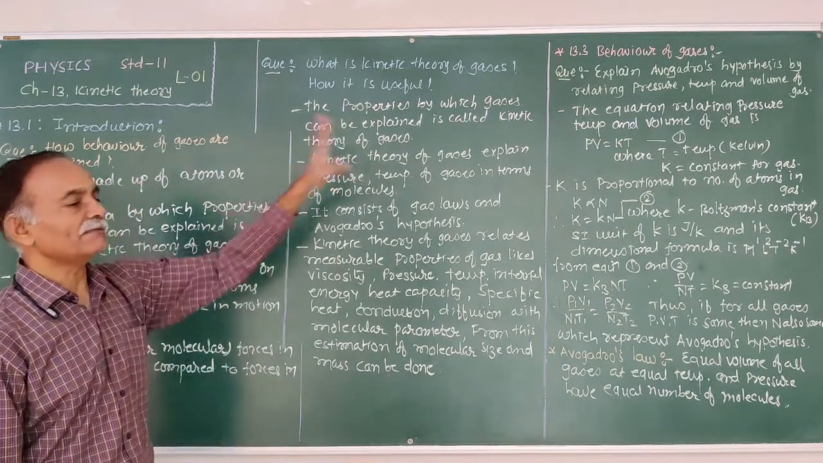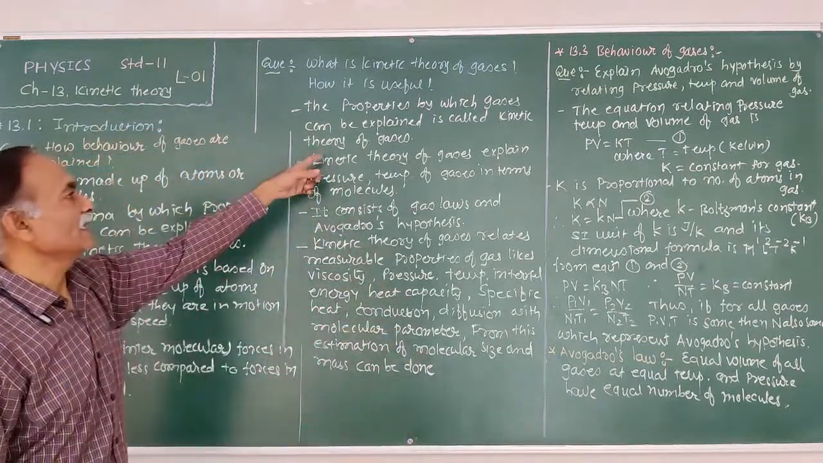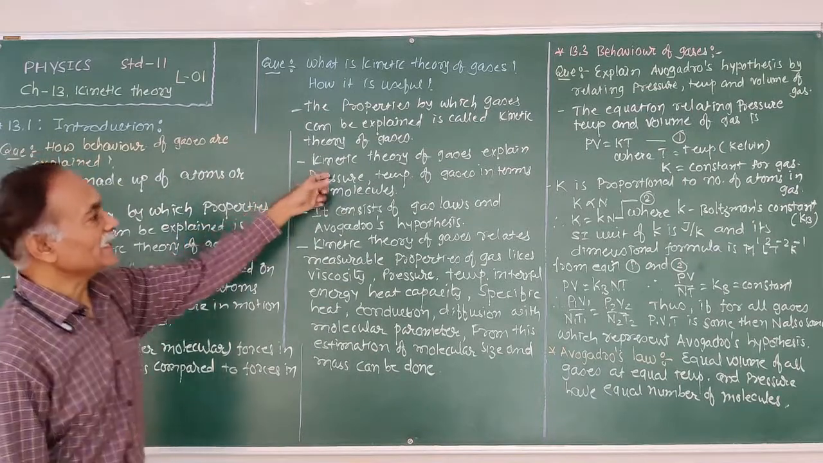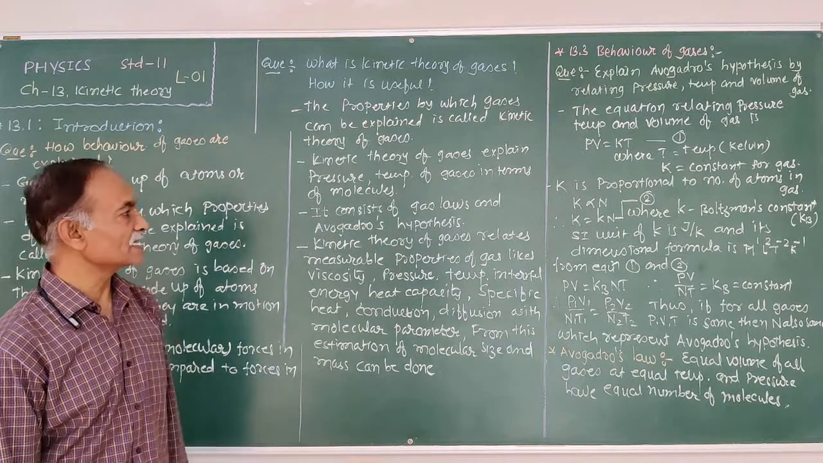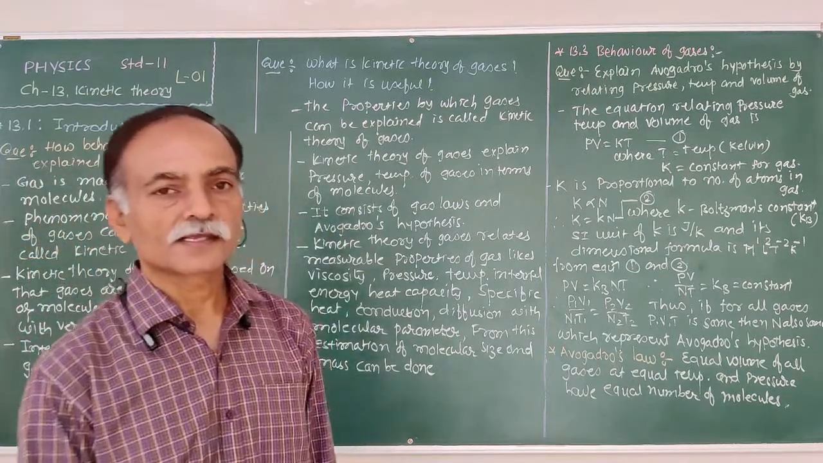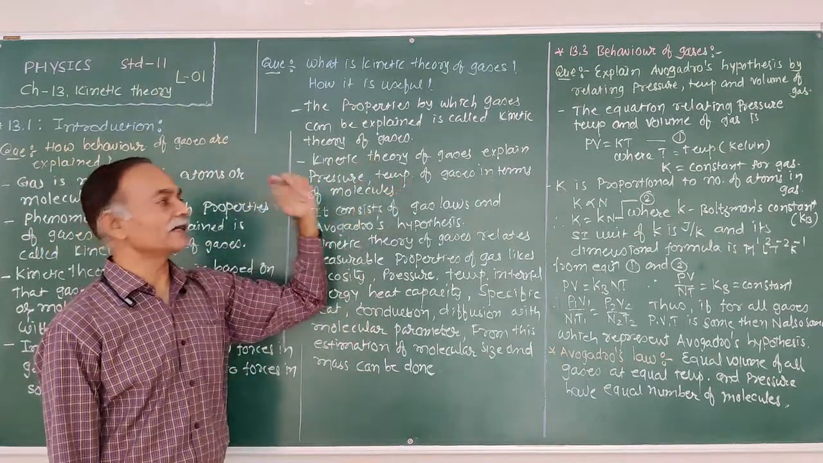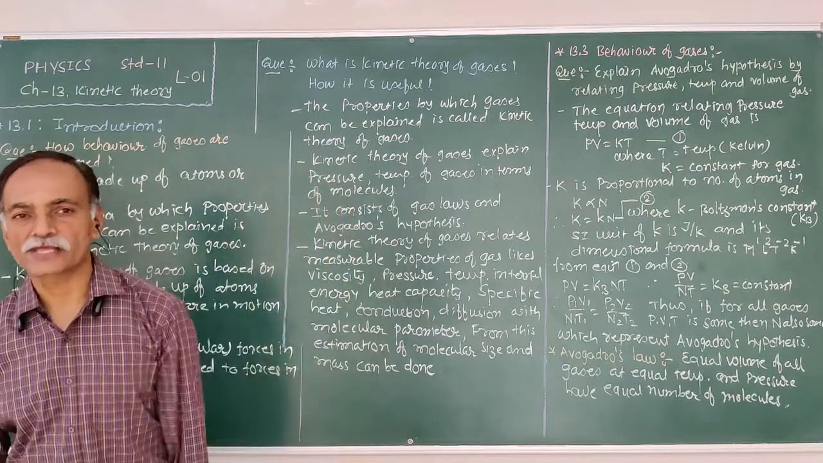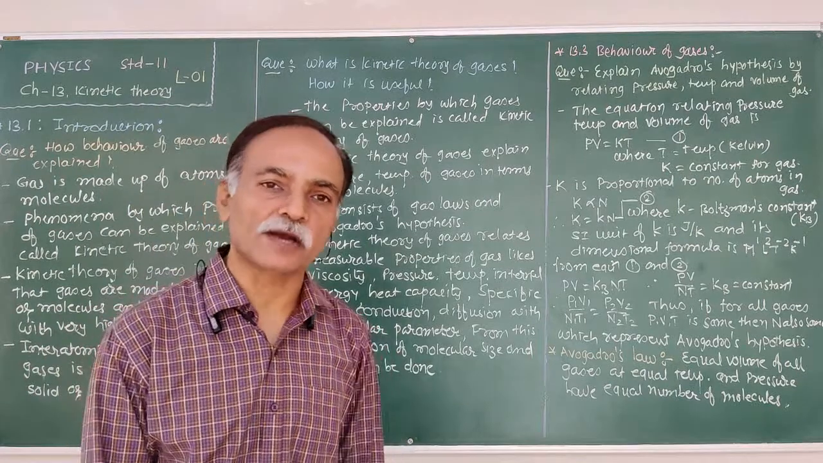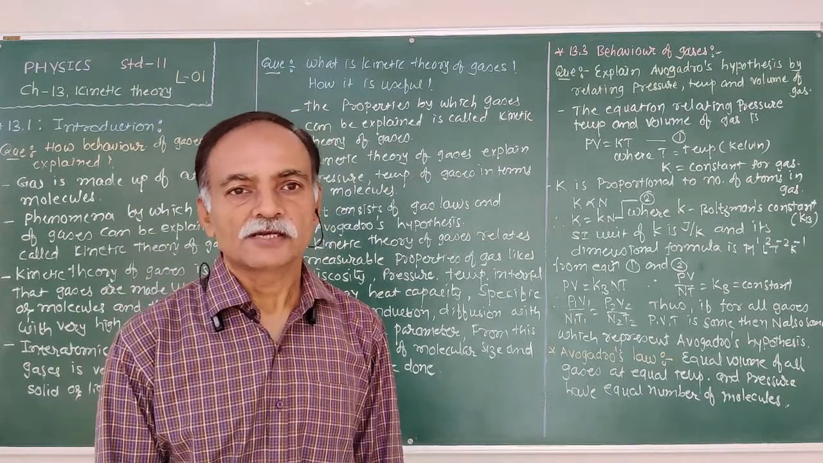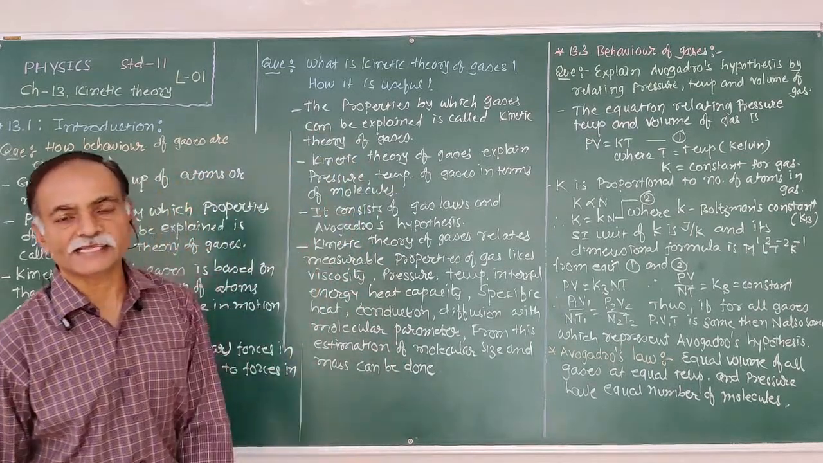Again, the property by which the gases can be explained is known as the kinetic theory of gases. The kinetic theory of gases explains the pressure and temperature of gases in terms of the molecule. That means the pressure depends on the number of molecules, and temperature also depends on the number of molecules. So we can explain the pressure and temperature in terms of the molecule by using the kinetic theory of gases.